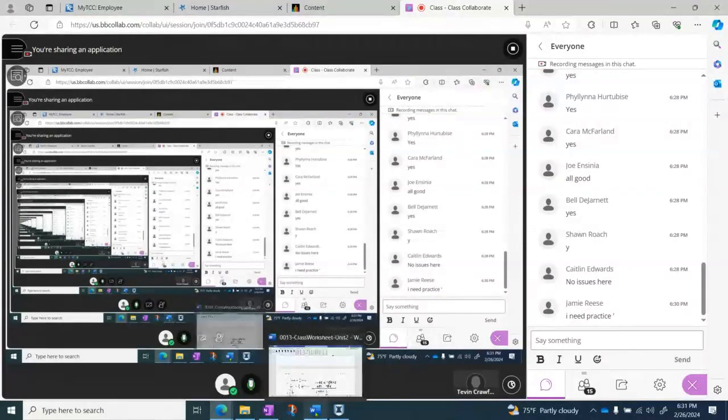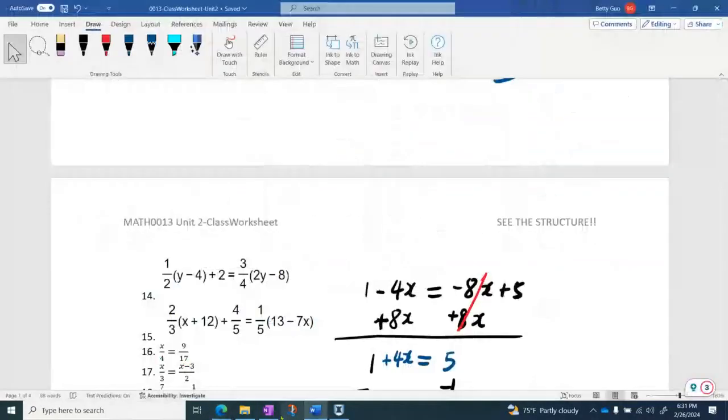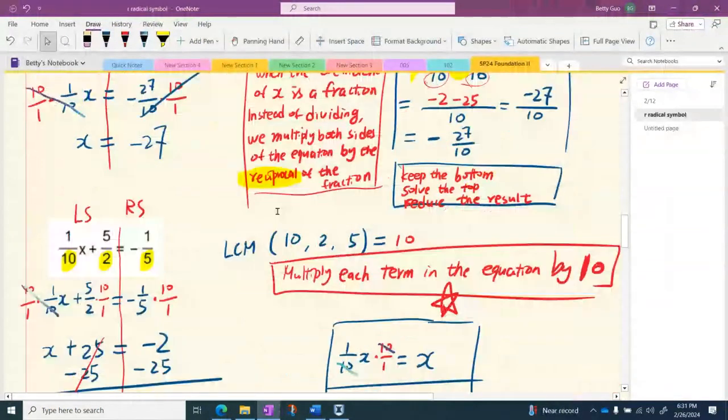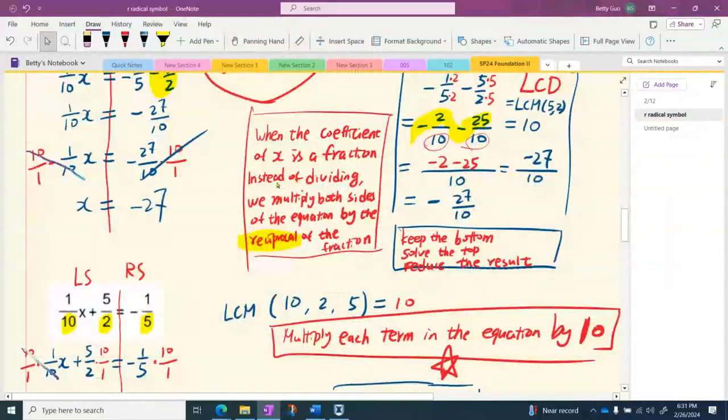So here we have 2 rules in the 2 boxes. When the rules are important, I normally write them in color red. So the first rule, when the coefficient of the variable is a fraction, again, the context is the last step of this question. And you want to write a rule next to the question.